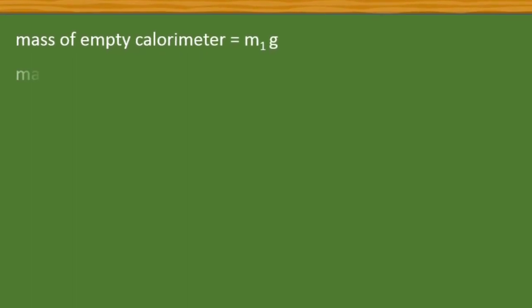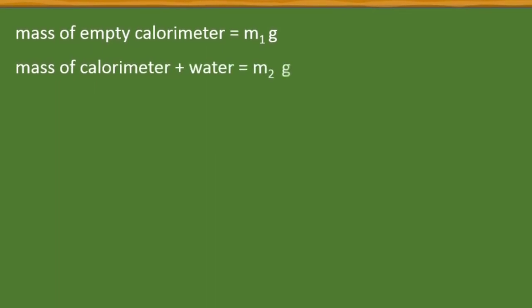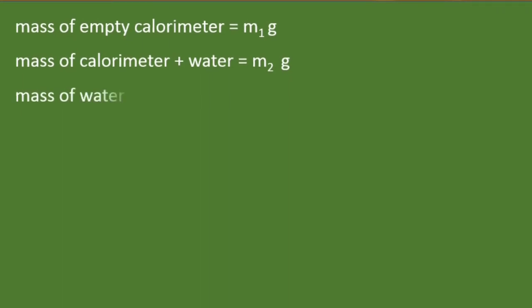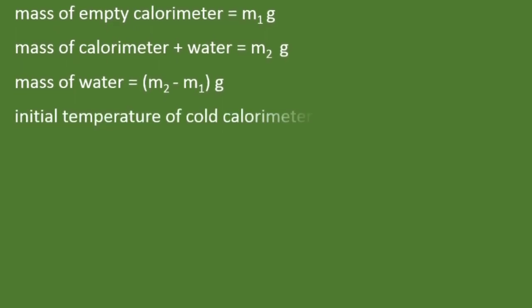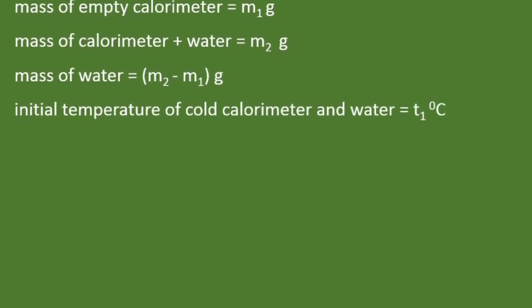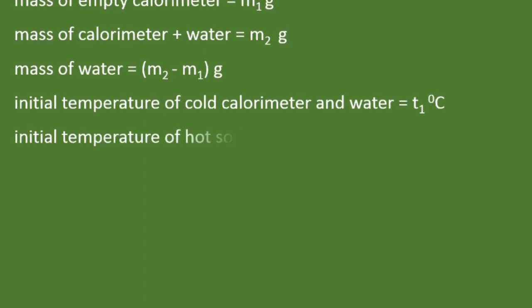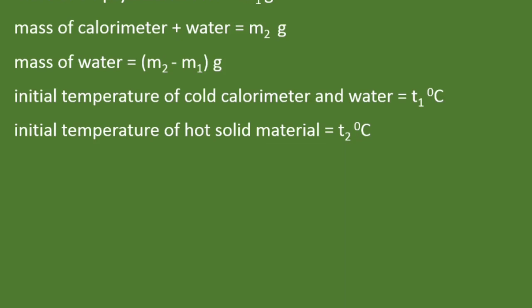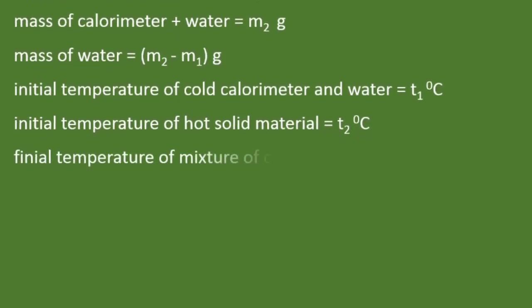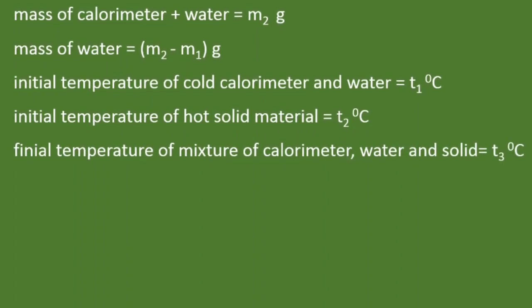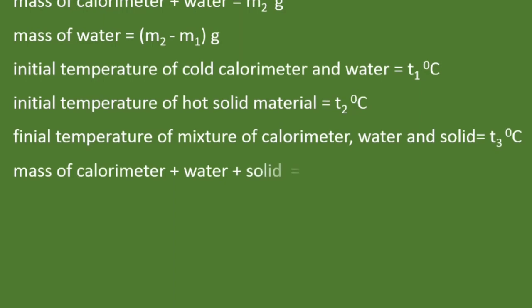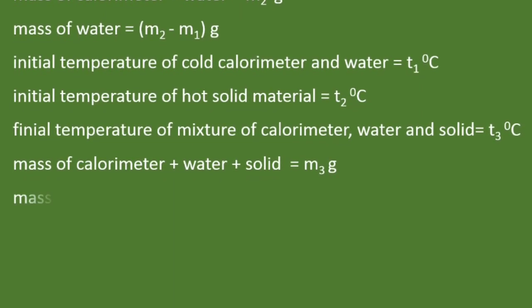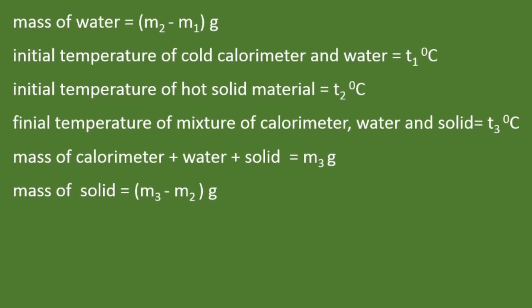Mass of empty calorimeter is equal to m1 gram. Mass of calorimeter plus water equal to m2 gram. Mass of water is equal to m2 minus m1 gram. Initial temperature of cold calorimeter and water is equal to T1 degrees Celsius. Initial temperature of hot solid material is equal to T2 degrees Celsius. Final temperature of mixture of calorimeter, water and solid is equal to T3 degrees Celsius. Mass of calorimeter plus water plus solid is equal to M3 grams. Mass of solid alone is equal to M3 minus M2 grams.